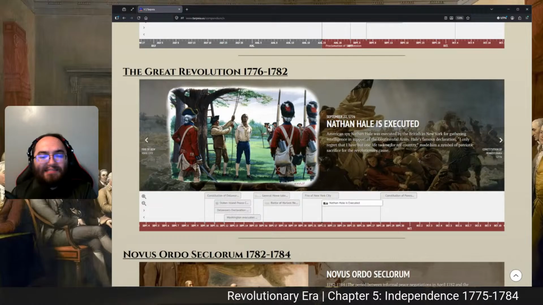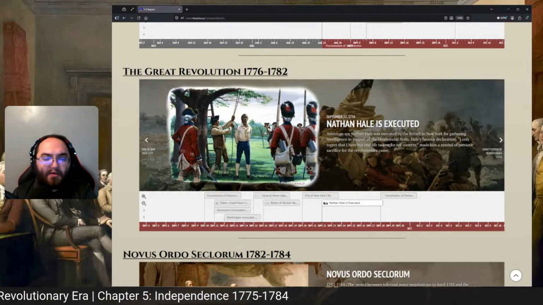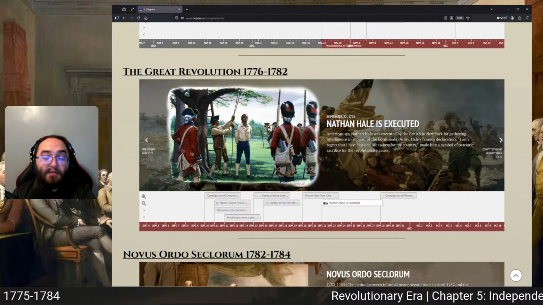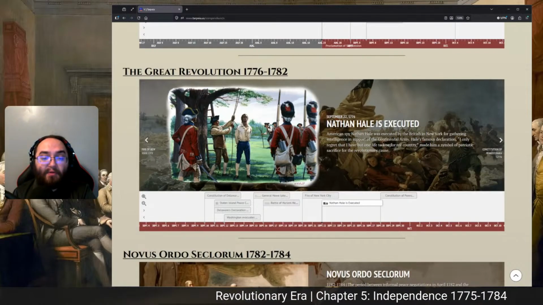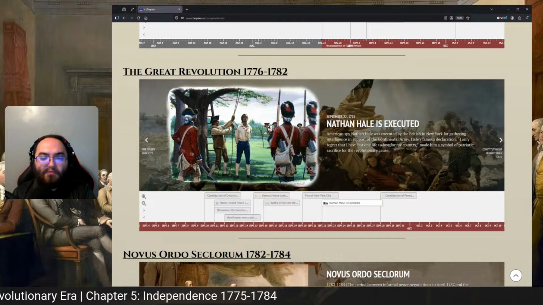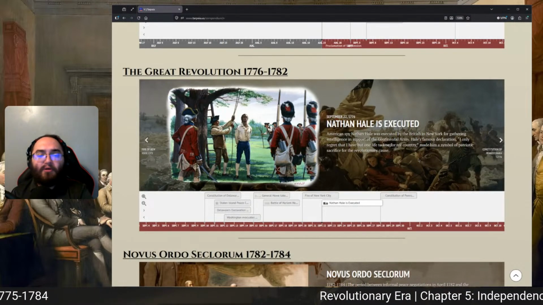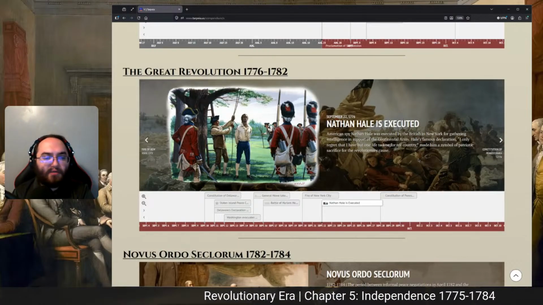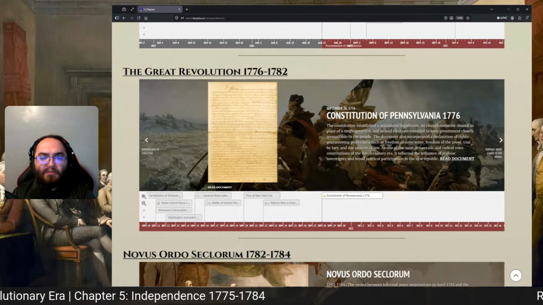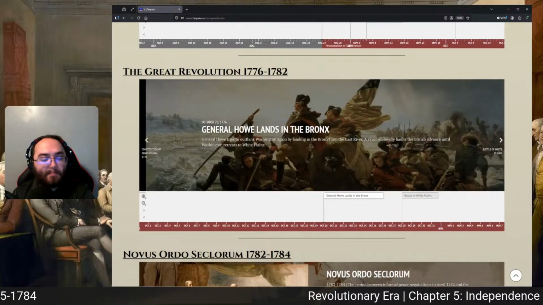And it's at this time that Nathan Hale is executed. He was an American spy, and he spied on the British in New York and he would be executed for being a spy for gathering intelligence in support of the Continental Army. Hale's famous declaration, "I only regret that I have but one life to lose for my country," made him a symbol of patriotic sacrifice for the revolutionary cause. Then you have the Constitution of Pennsylvania, which is established on September 28th, 1776.